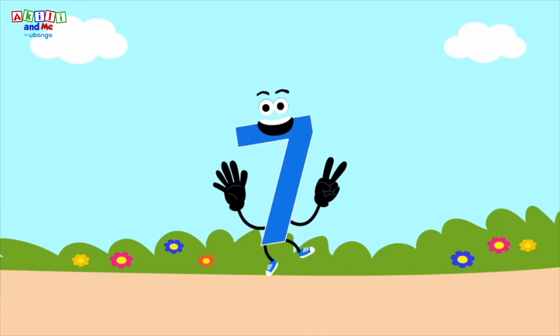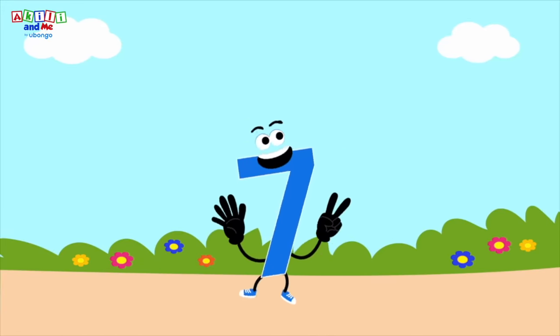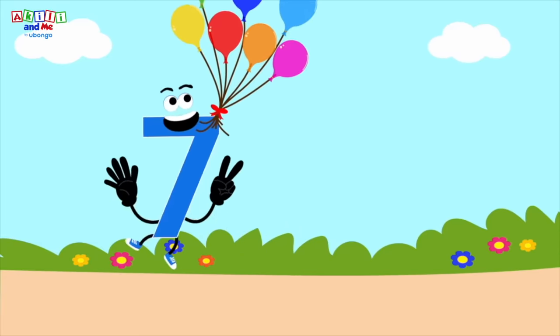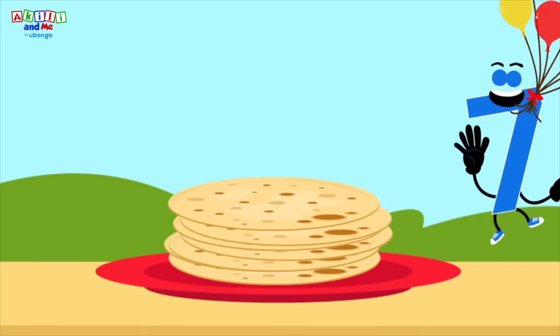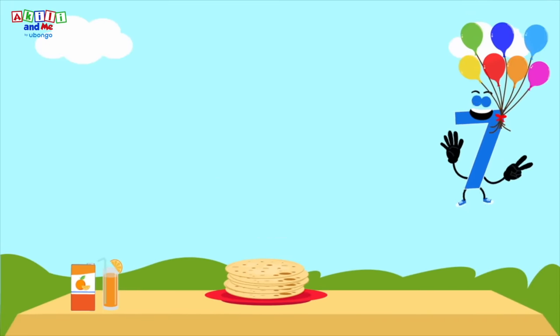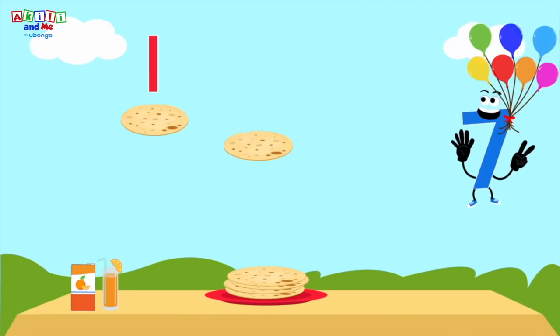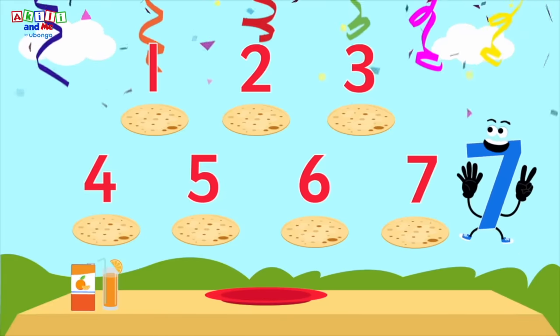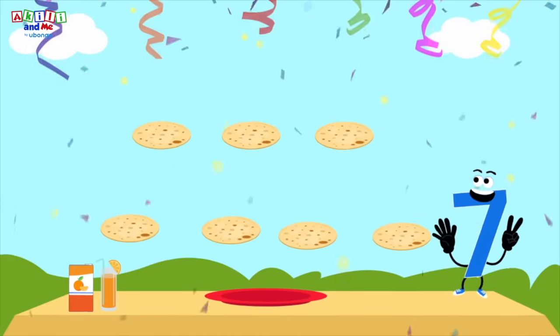This is number 7. Hello, number 7. Na, na, na, na, na, na, na. Number 7. We are having a party. We need 7 chapatis. 1, 2, 3, 4, 5, 6, 7. Jump with number 7. Na, na, na.